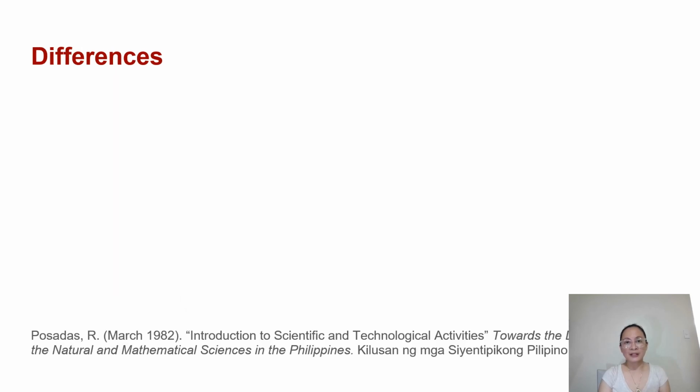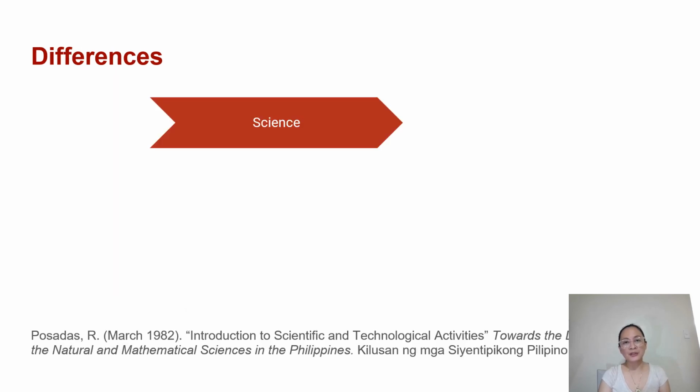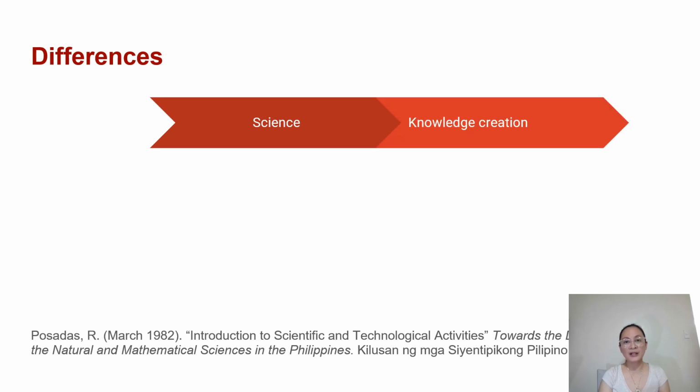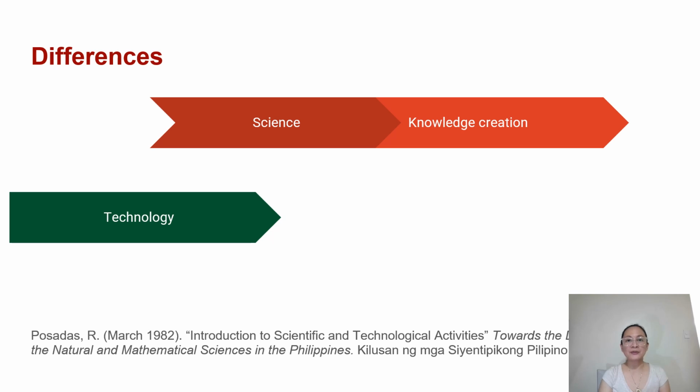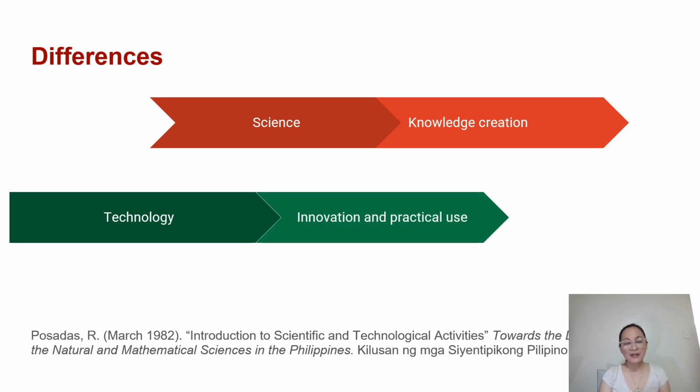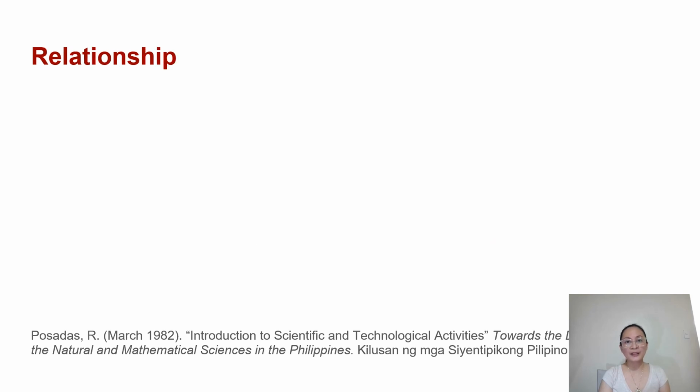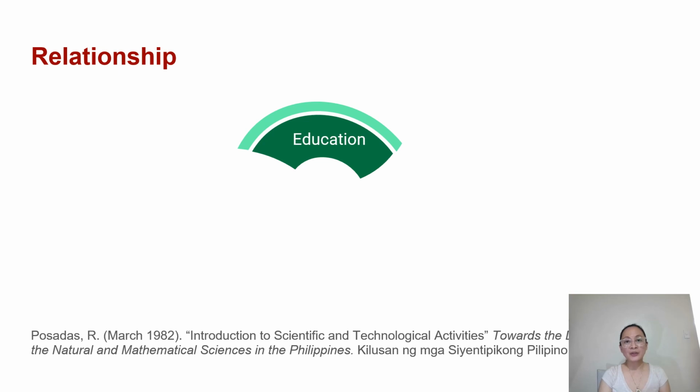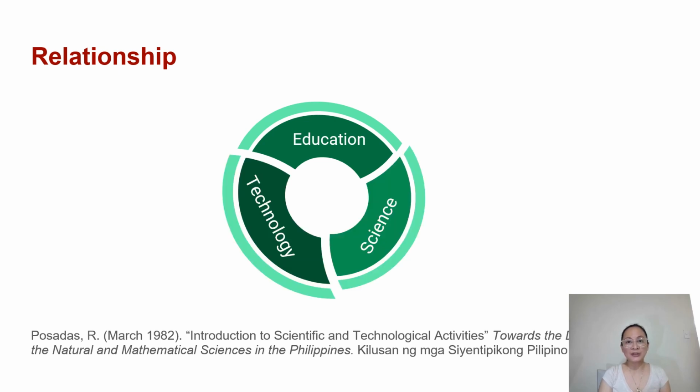Now, for their differences, science focuses on understanding why things happen or knowledge creation. On the other hand, technology focuses on how things can be applied to solve problems or innovation and practical use. Putting them together gives us a continuous cycle where education uses both science and technology in the process of delivering knowledge. Science creates the foundation of knowledge, while technology delivers the tools and methods for teaching.